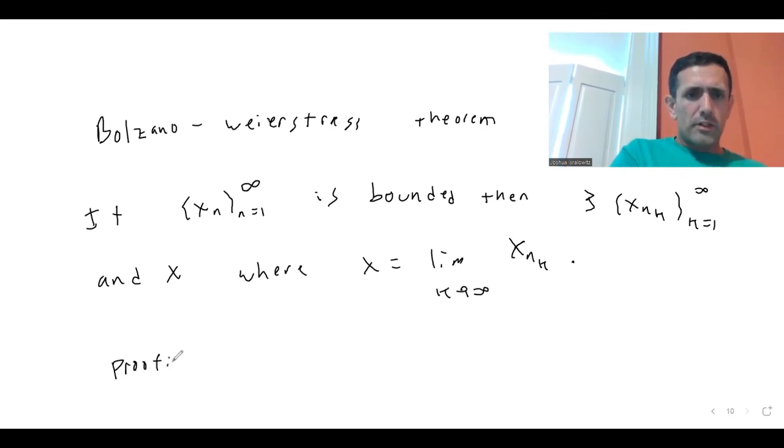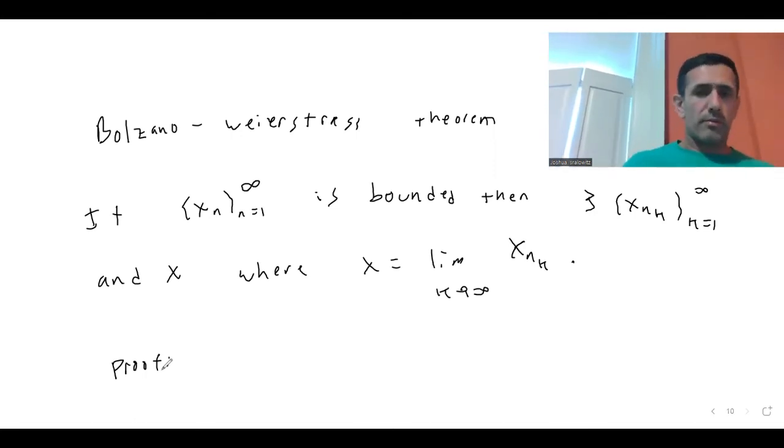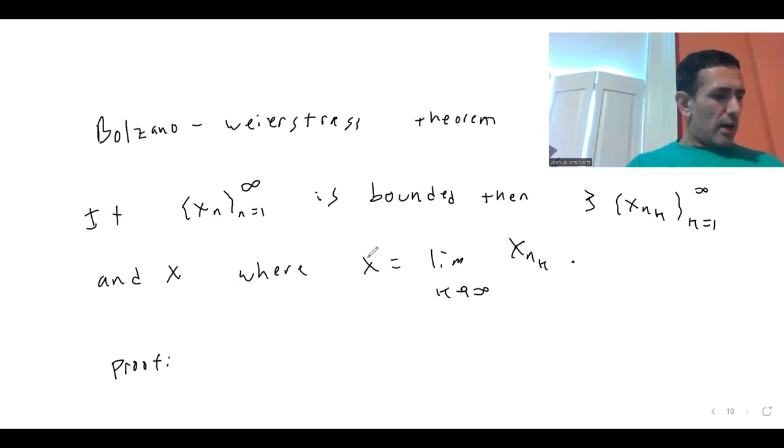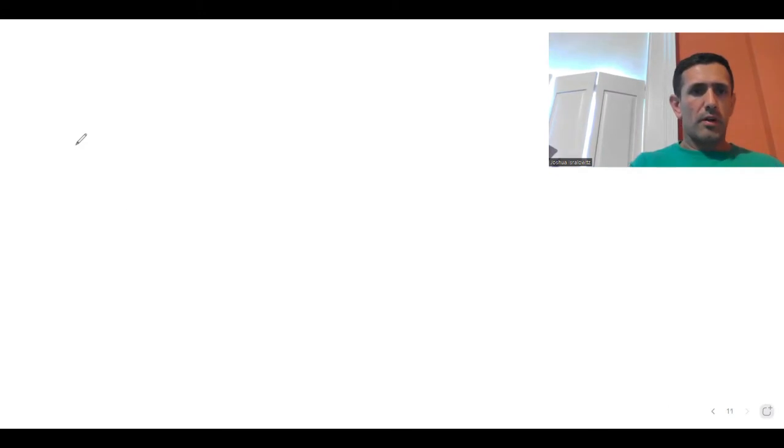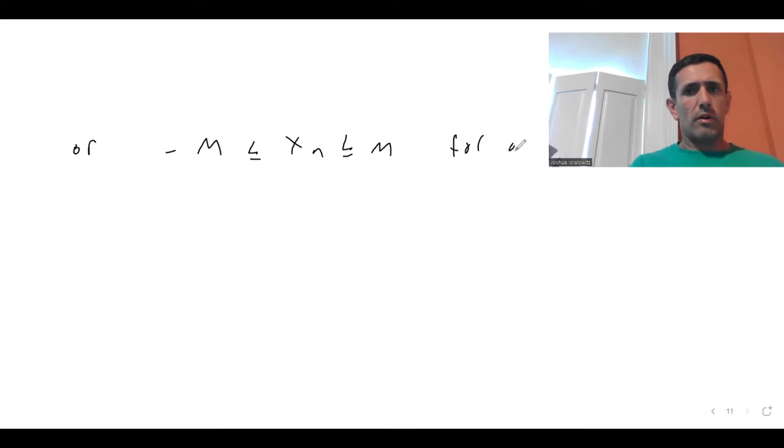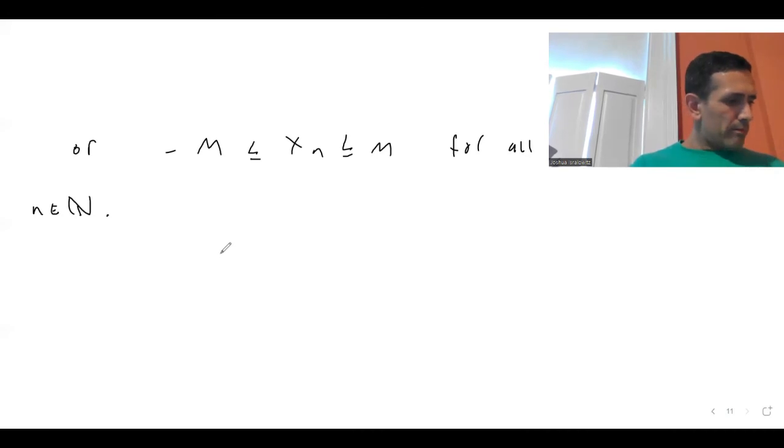Okay? And these sequences that you get from various algorithms are often bounded. All right, so the proof is a fairly easy application of the nested interval theorem. So let's first use the fact that it's bounded. Pick a big M where this is true, equivalently, minus M is less than or equal to x_n, and this is for all natural numbers n.